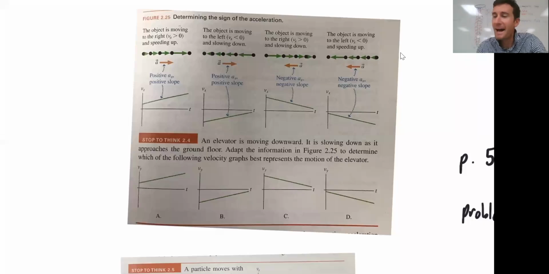All right, welcome back for part two, going over chapter two, which is linear motion, motion in one direction, from the textbook, College Physics.